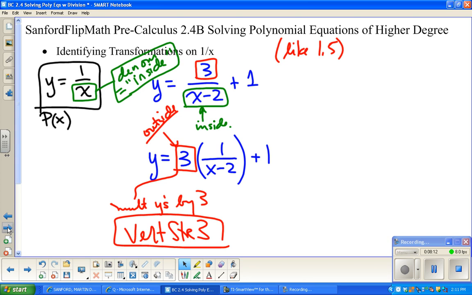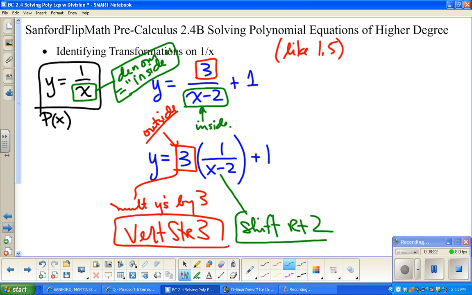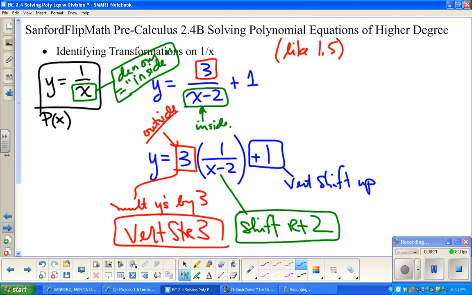Okay. Well, this x minus 2 is inside, so we're going to do inverse. It's connected by addition or subtraction, so it is a shift. It shifts right 2. Okay, and then this plus 1 is on the outside, so this is vertical, shift, and it is up 1. Now this equation pretty much started out in the right form already. So that's kind of cool. It makes it very much easier. Okay. So let's do another one.